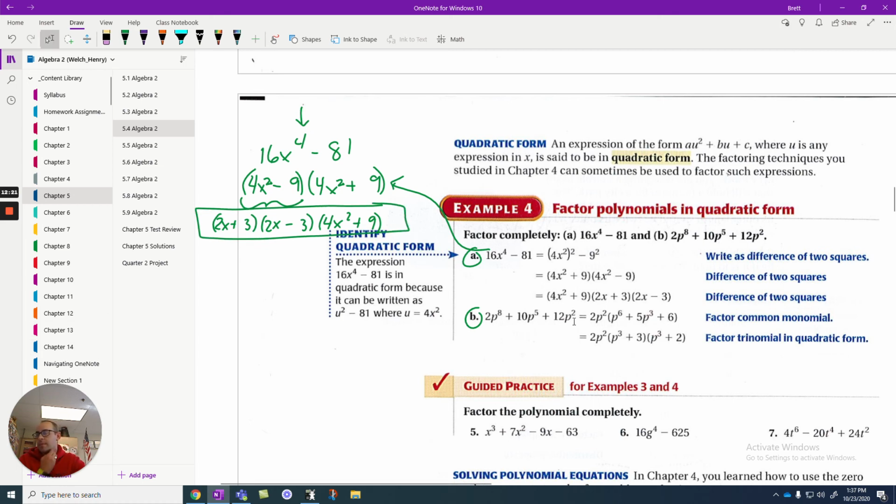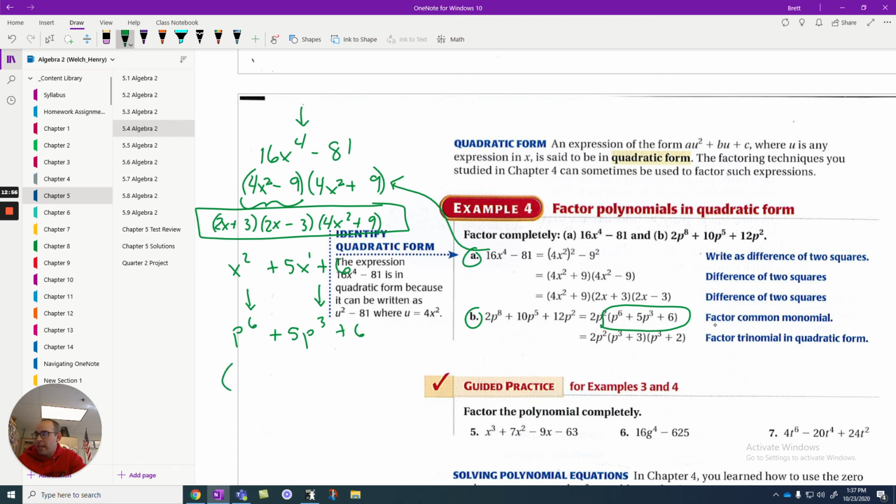Part B, it has that common 2p squared. All I really want to focus on is this part here. So let's take p to the sixth plus 5p to the third plus 6. Ask yourself this question: is the first exponent double the middle exponent? Yes. Just like x squared plus 5x to the first, the first exponent is double the other one. And so that means this has this quadratic pattern.